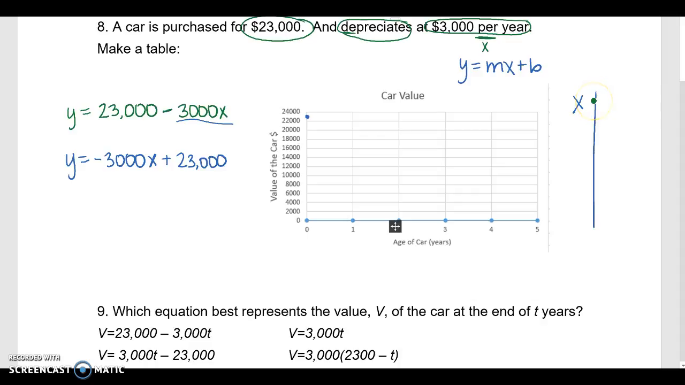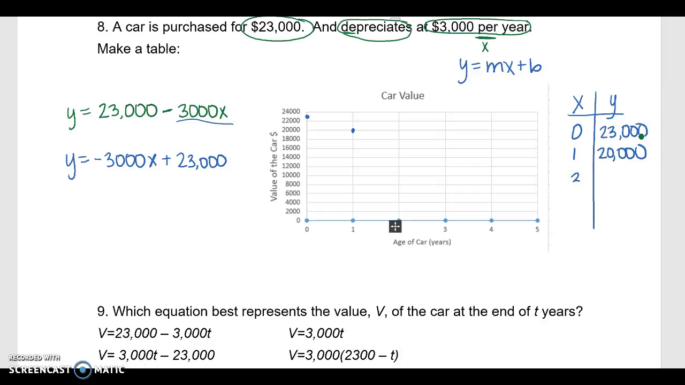So in the graph, what they want us to do is they want us to make our table in our graph. So we know our starting point is 23,000. So our starting point, that's my y-intercept, right? So that means x is 0, y is 23,000. Well, if it goes down, right, it's decreasing $3,000 a year. So after 1 year, I can subtract 3,000. So that's 20,000, right? So 1 year, we're down to 20,000.